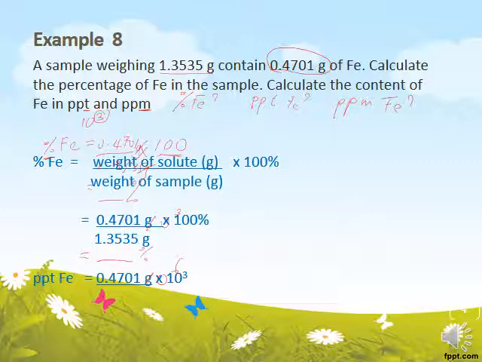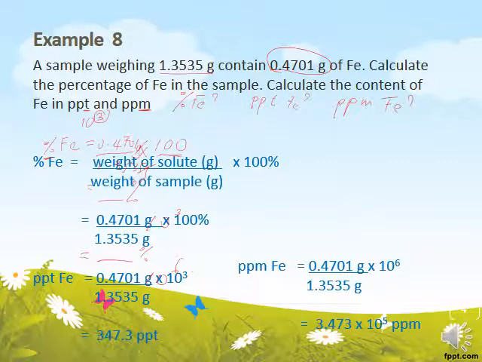Parts per thousand, 10 power of 3, so 347.3 parts per thousand. Don't forget to write the unit. Parts per million, 10 power of 6, so we get times 10 power of 5 ppm. Now try to calculate for parts per billion.